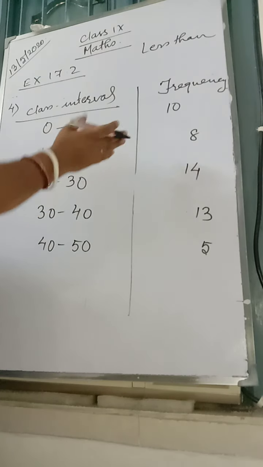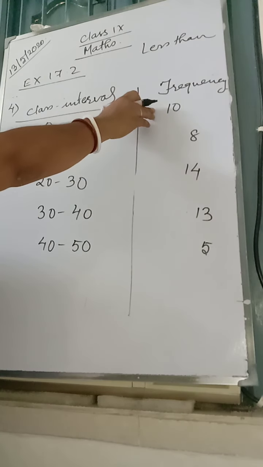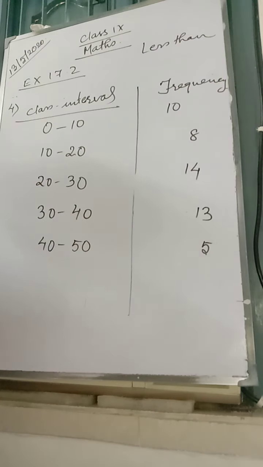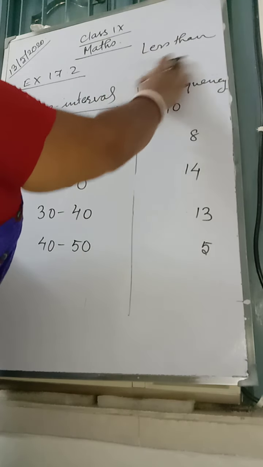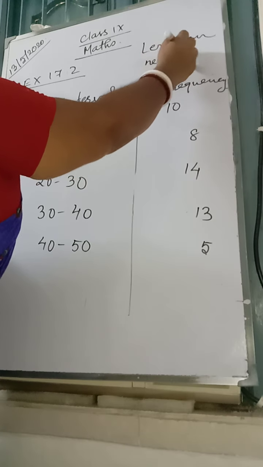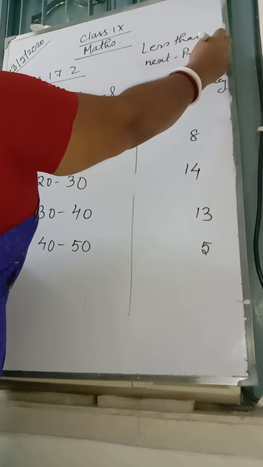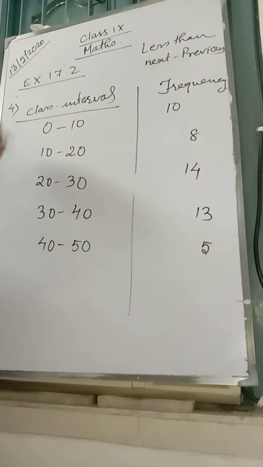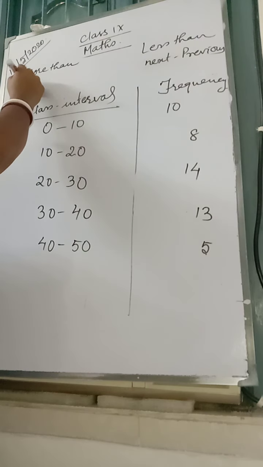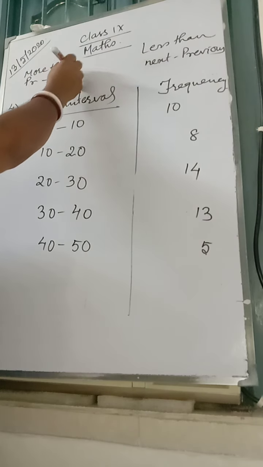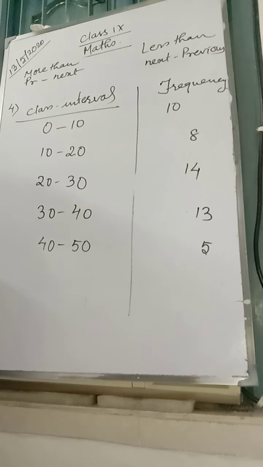So what we have done, we have subtracted the previous one from the next one. And if it is more than, which is question number 5, we have to subtract the second one from the first one. This is less than: second minus first. Okay, next minus previous. And if it is more than, previous minus next. That is previous minus next frequency. This much only difference we have.